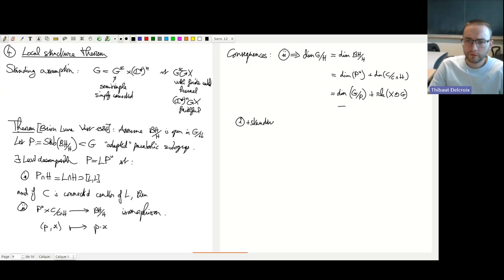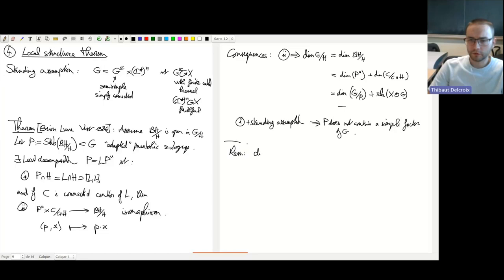And then the other consequence, from the first point plus our faithfulness assumption, is that P cannot contain a simple factor of G. Okay, and then a remark. Under our standing assumption, G mod P is actually G_SC mod P cap G_SC. So it's actually a homogeneous space under the simply connected semisimple part of G.